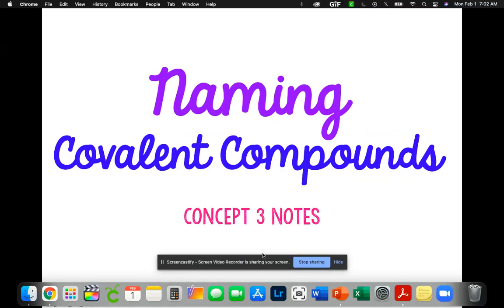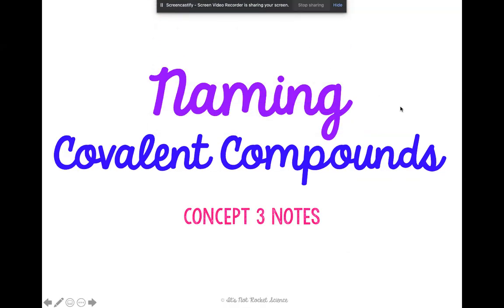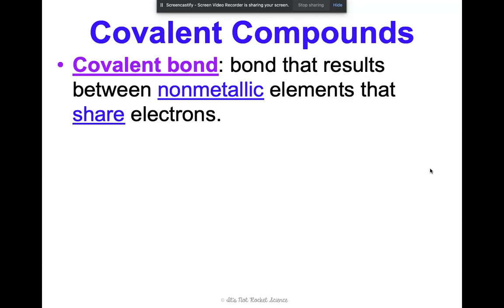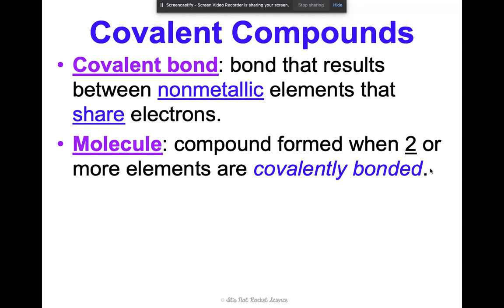All right. Hello, everybody. So we are getting to our final concept for this unit in particular. We're going to jump into covalent compounds. So first of all, covalent bonds are bonds that result between non-metallic elements that share electrons. Molecules are compounds formed when two or more elements are covalently bonded.